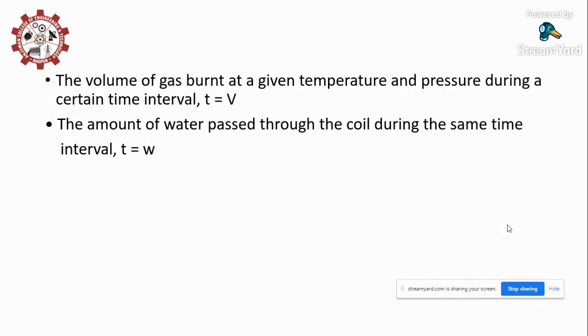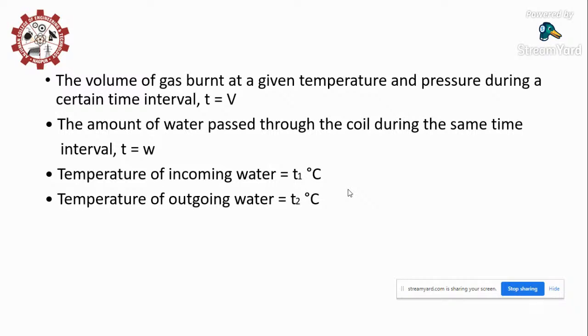Both the t's are same, हाँ? कितने समय के लिए हमने पास किया था. So let the amount of water be small w. Temperature of incoming water is T1 degree Celsius, जो कि कम होगा. Temperature of outgoing water T2 degree Celsius, जो कि ज़्यादा होगा because हमने T2 कब पता किए थे, जब combustion हो गया था fuel का.